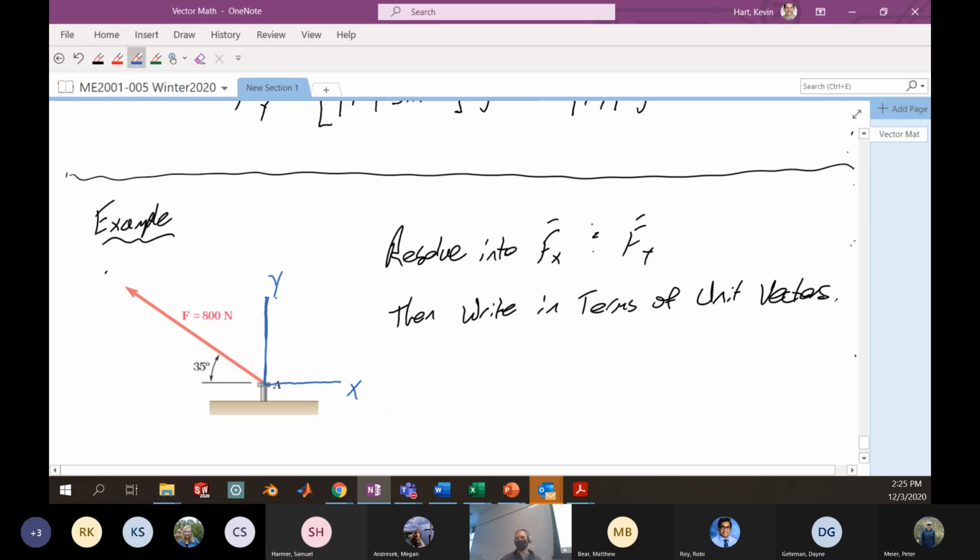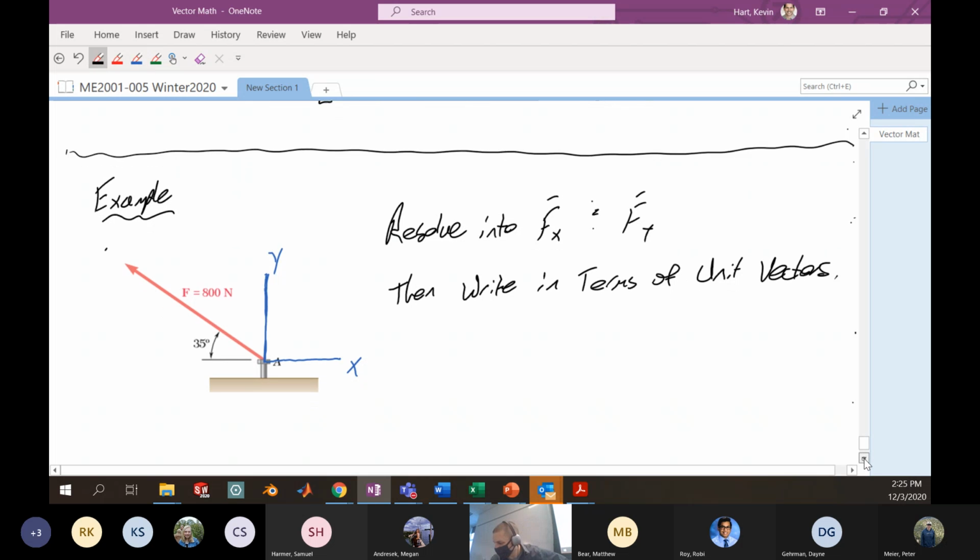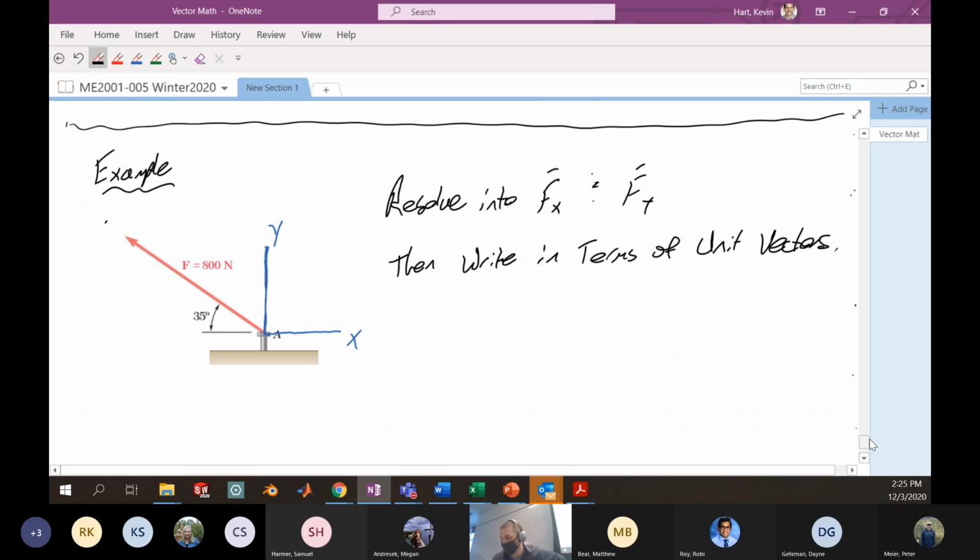If you draw me a picture, it's fine. Otherwise, I'm just going to assume that this is your coordinate system. On an exam, I will be very clear on the coordinate system for you. There'll be no coordinate system guessing on the exams. It's just a little bit too mean. I'm mean, but I'm not that mean.